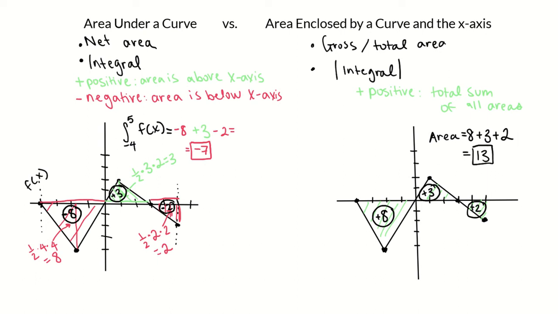Normally we're going to be considering the area under the curve, or the net area, which in this case is given by this value. But do be familiar with this idea of enclosed area being a gross or a total area, when instead of thinking about area being positive or negative, it is always positive, in this case with area enclosed by the curve in the x-axis.